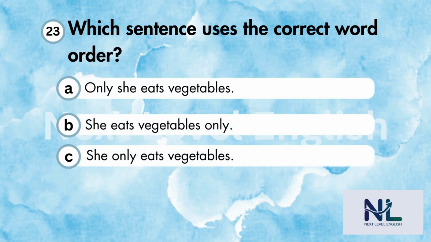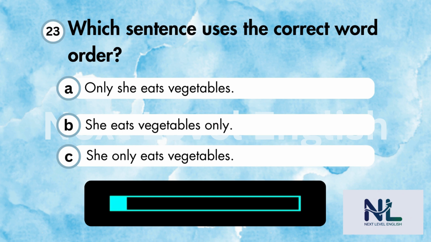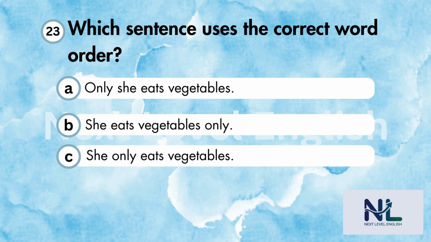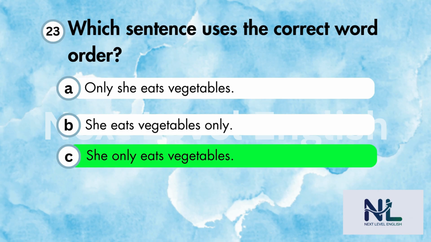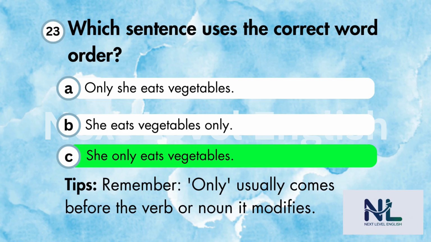23. Which sentence uses the correct word order? She only eats vegetables. Tips: remember, only usually comes before the verb or noun it modifies.